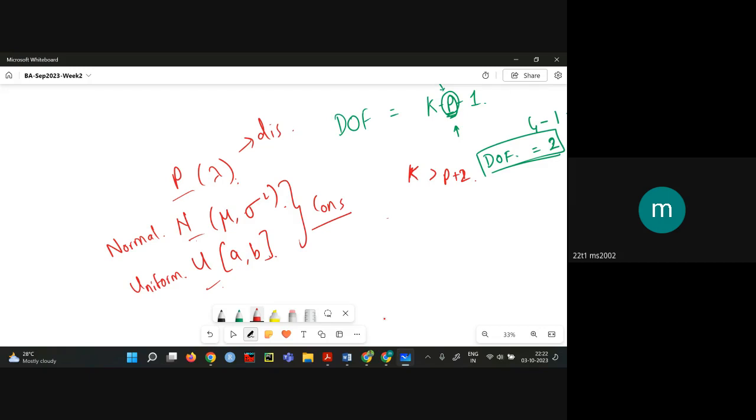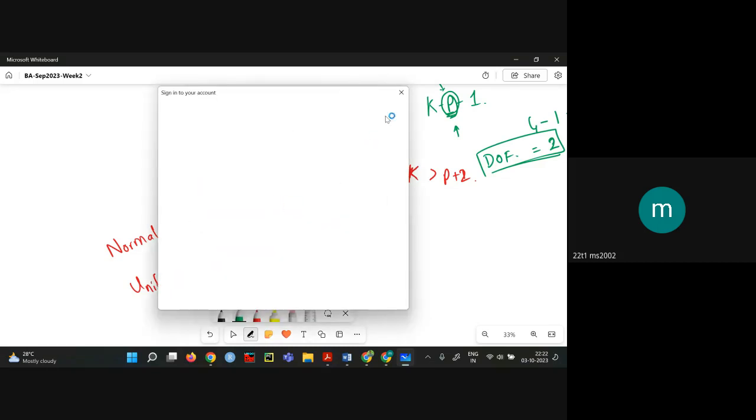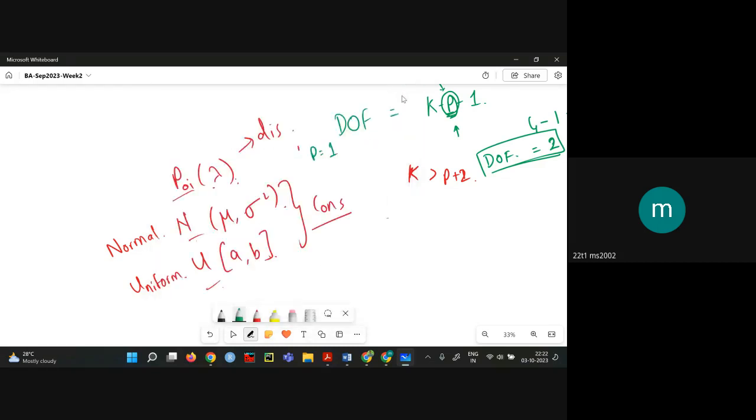All right. So when I build a model with a Poisson, my P is equal to 1. When I build a chi-squared GOF with a Poisson, my P is equal to 1. When I build a chi-squared GOF with a normal, oh, what happened?